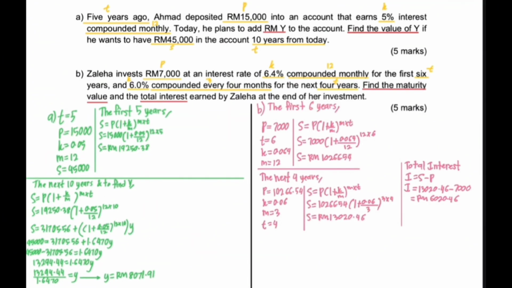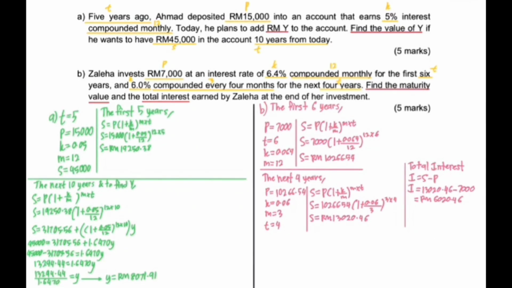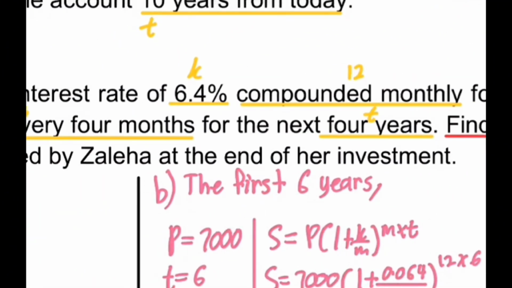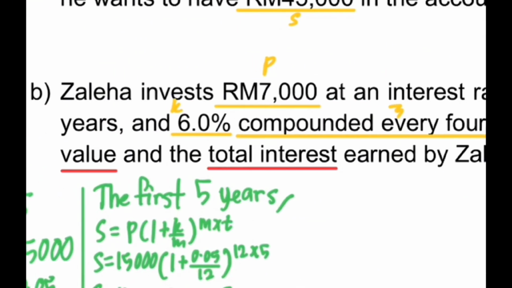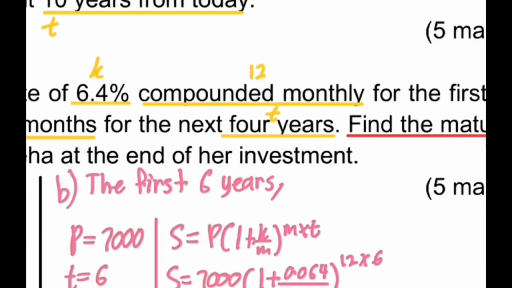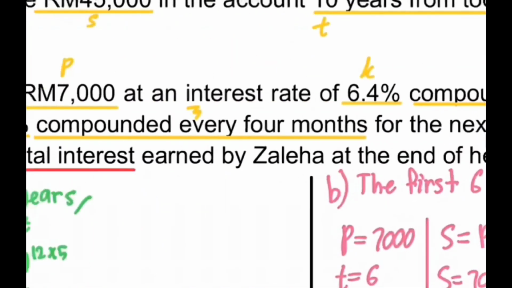For question B, Zaleha invests 7,000 ringgit Malaysia at an interest rate of 6.4%, 6.0% compounded every 4 months for the next 4 years. The total interest earned by Zaleha at the end of her investment. 7,000 ringgit Malaysia is the P. 6.4% is the K. Compounded monthly is M equals 12. 6 years is T. 6.0% is K. Compounded every 4 months is M equals to 3. 4 years is the T. And the question wants me to find the maturity value and the total interest.